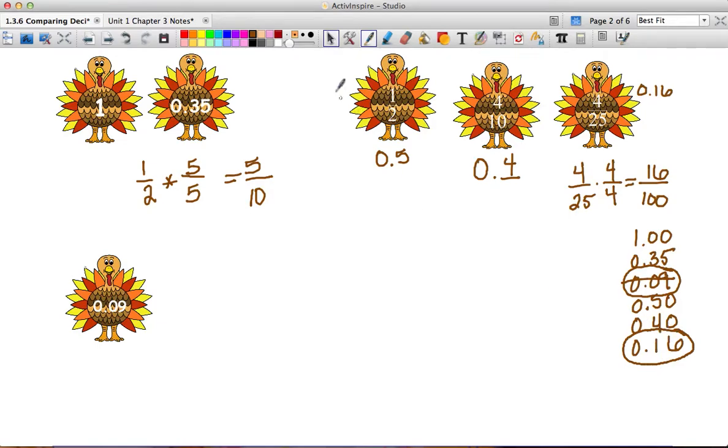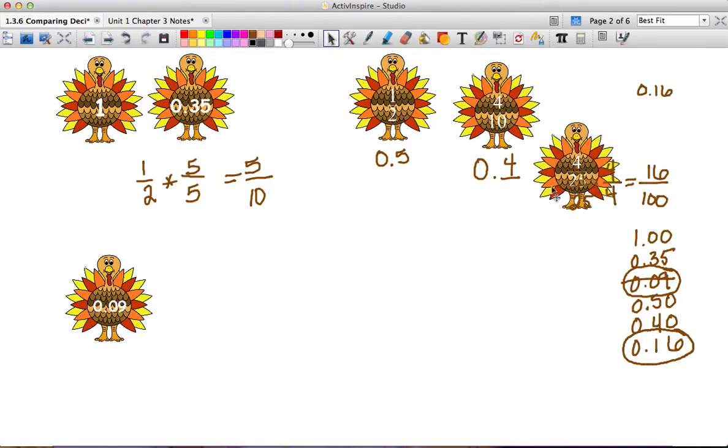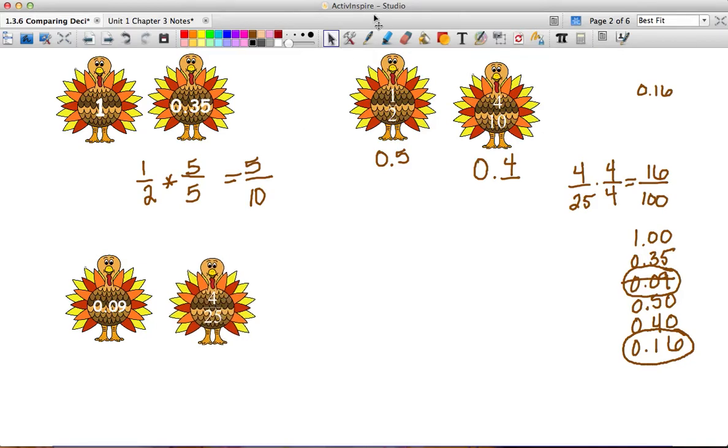Therefore, 0 and 16 hundredths will be my next smallest. However, 0 and 16 hundredths is actually the 4/25ths, so that will be my next number. And remember, when we're writing a list, we put a semicolon in there.